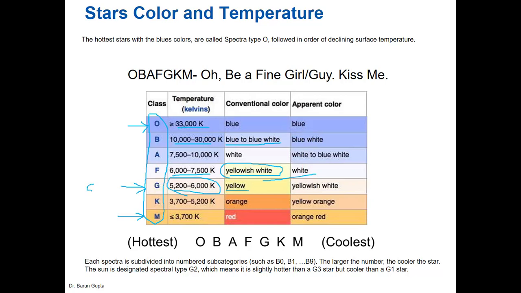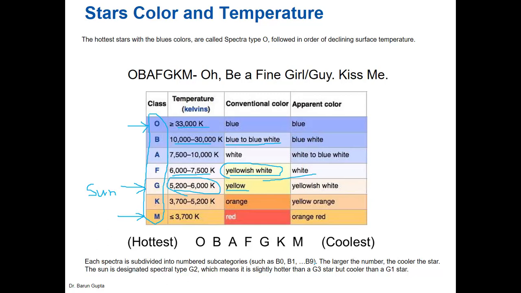This is the sun right there. And then the astronomers have further divided each class into subcategories. For example, if I take the class B, the B is divided into B0, B1 till B9. The larger the number, the cooler the star is.